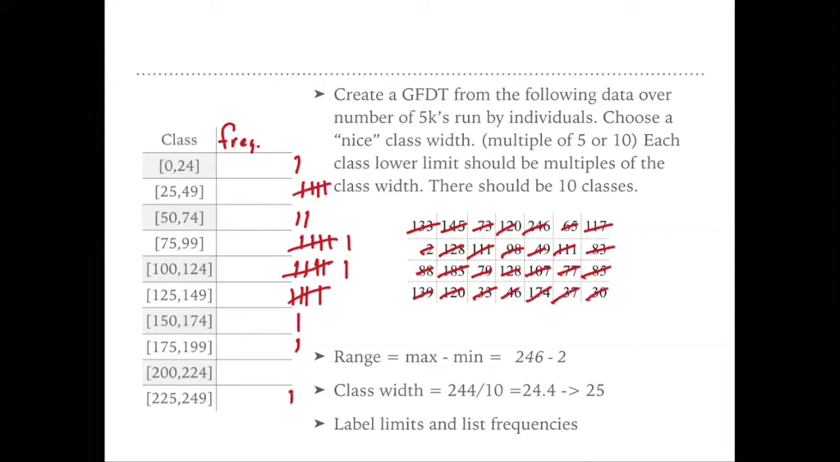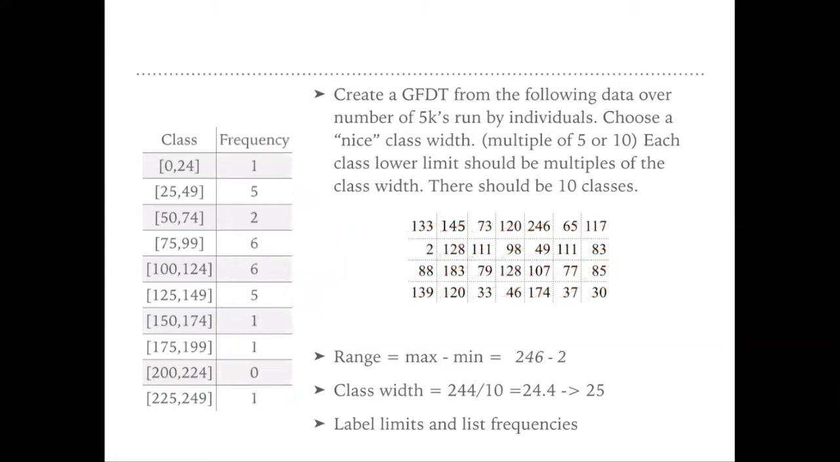Now it looks like I have all my tallies done. So then I'd go through, let's say that's 1, 5, 2, 6, 6, 5, 1, 1, 0, 1. And to see it nicely typed out, there you have it. One thing that you can do to make sure that you didn't accidentally forget to count one of them is you can go through and add your frequencies together. If you add your frequencies all up, you should get the total number of data values that you started with. So this is your grouped frequency distribution table.